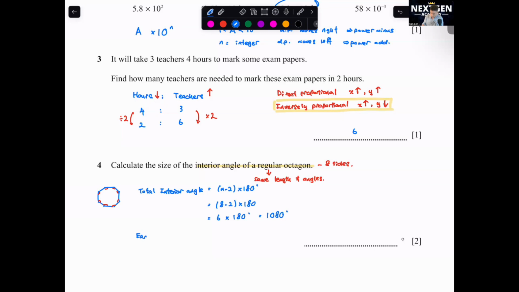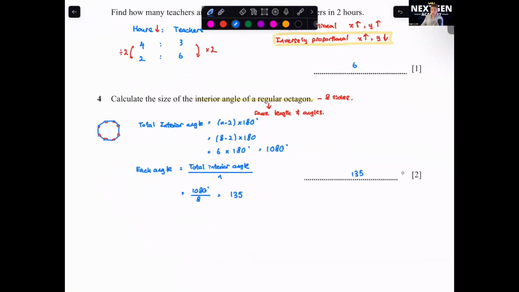Then each angle, since they are all equal to each other, we will need to take this value divided by n. So we can write it like that, total interior angle divided by n. 1080, your n is equal to 8. Because you got 8 sides, you got 8 angles. And you get here 135 degrees. You don't have to split it up into 2 different parts. If you do it in one part, also it's fine.